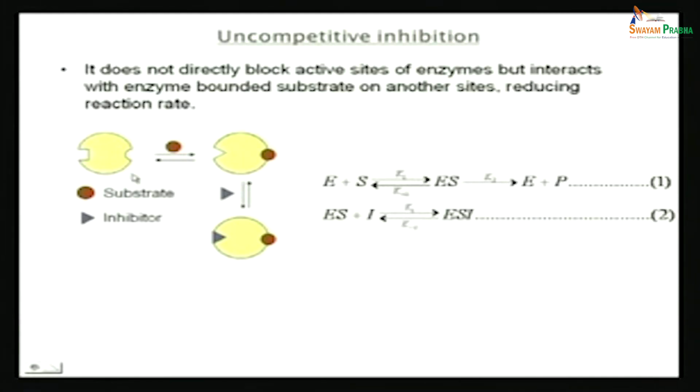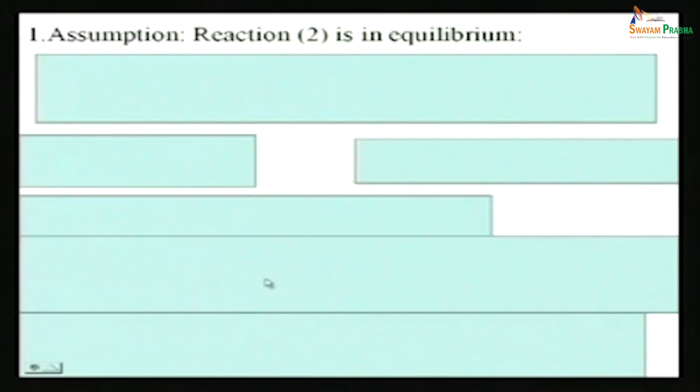Okay, so this is a picture of the thing. This is another picture of the thing. The substrate is given here and the enzyme by a triangle, and the substrate goes and binds. Typically much of it is in this form, but some of this ES that is formed again binds with the inhibitor to form the ESI.